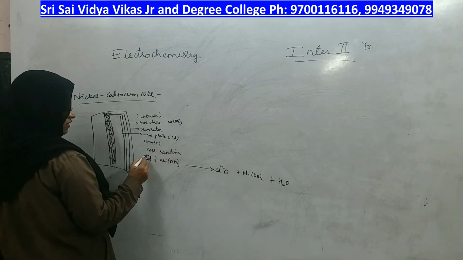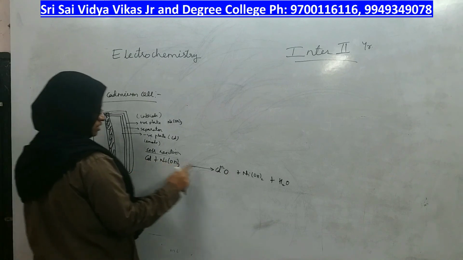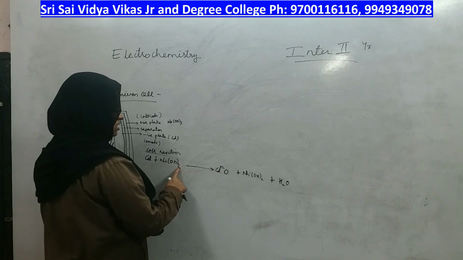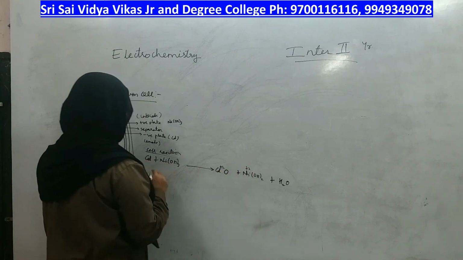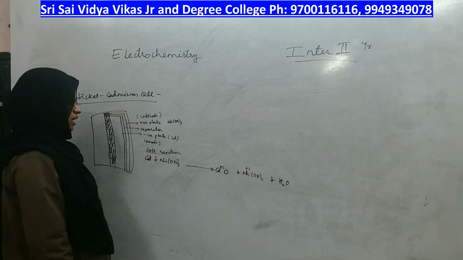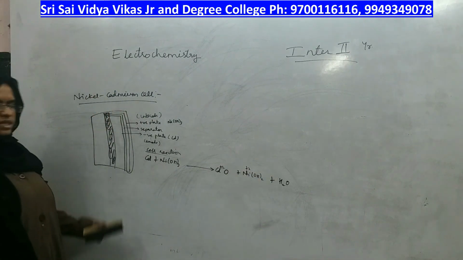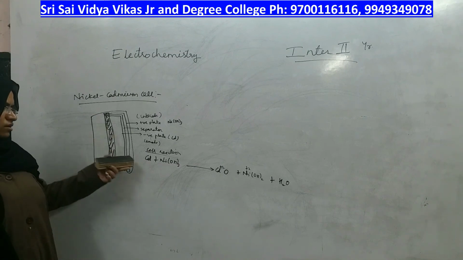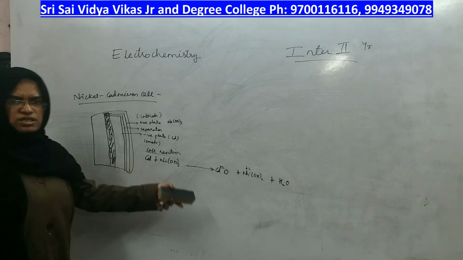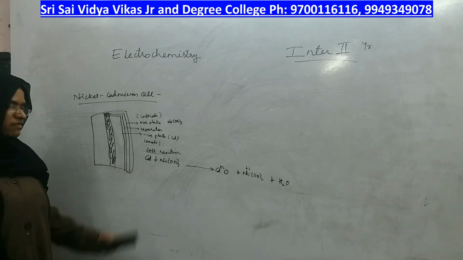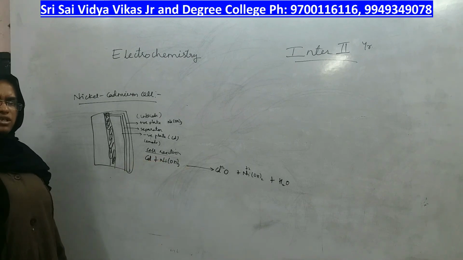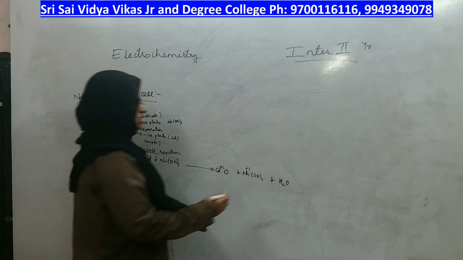If you look at this final reaction, cadmium is becoming cadmium plus 2, oxidation is taking place. Nickel trihydroxide is becoming nickel dihydroxide, reduction is taking place, and 1 mole of water is coming out. This is how it gives electrical energy. This is the forward or discharging reaction. When you are using the battery, this reaction takes place. Whenever you are charging the battery, exactly opposite reactions will take place.